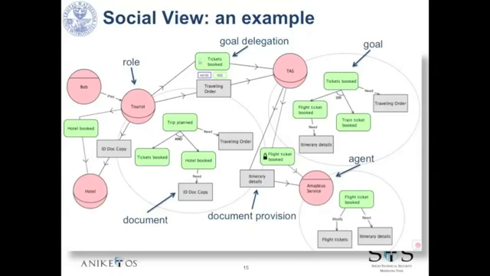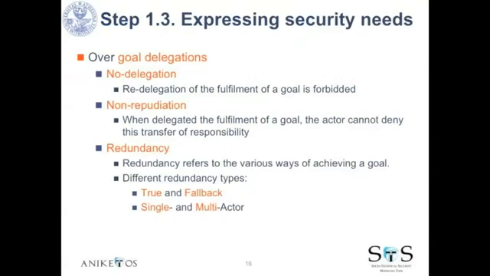And lastly, the third type of security need we support here in the social view is that of redundancy, which, especially for critical goals or goals one wants to be sure to achieve, might be required, because redundancy offers various ways to achieve a goal. What is important for you is just to keep in mind this kind of redundancy, but it might be interesting for you that we support 4 different kinds of redundancy.